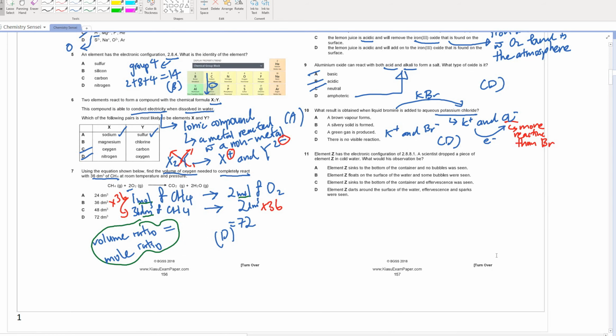Question 11. Element Z has the electronic configuration of 2881. A scientist dropped a piece of element Z in cold water.